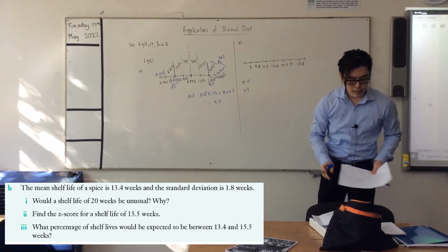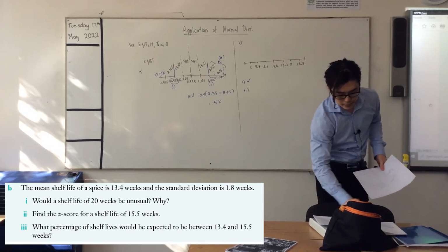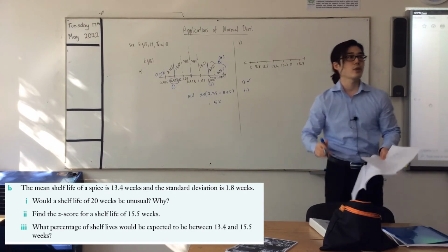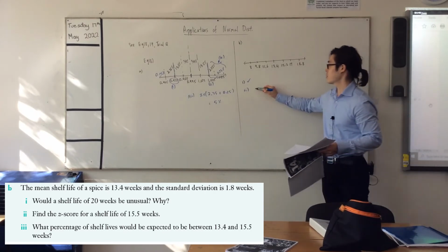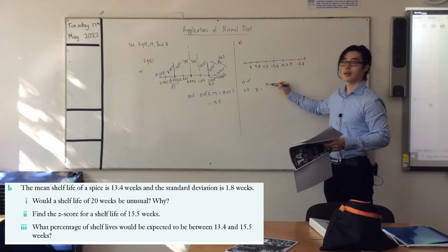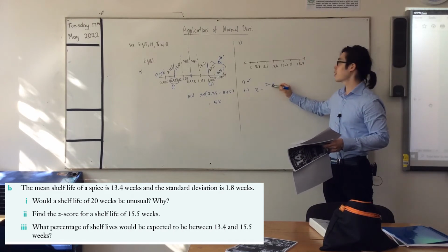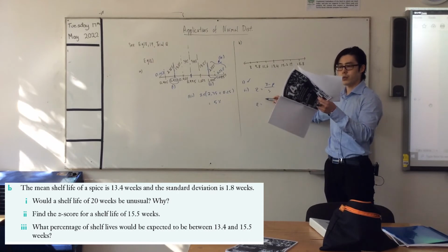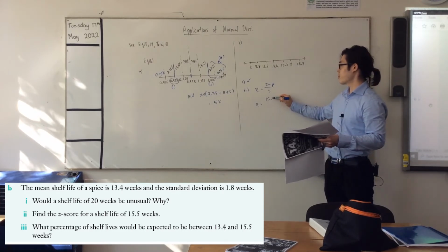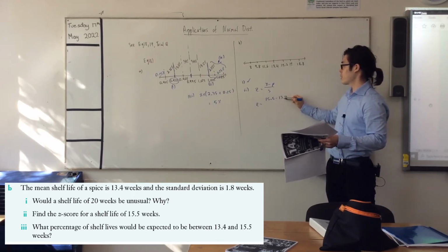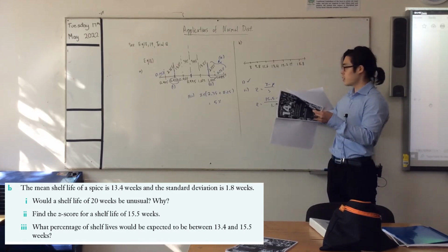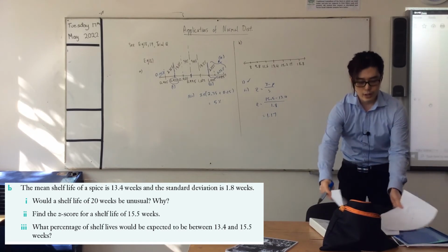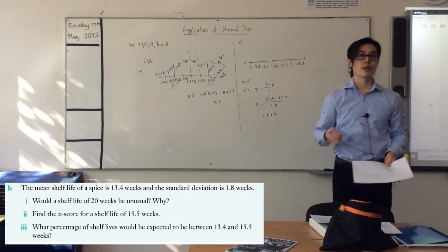Girls, second part. Find the z-score of shelf life for 15.5 weeks. We learned how to calculate the z-score. What do we use? The formula. Do you remember what was next? So they want the z-score for which one, sorry? 15.5, take away the mean, divided by the standard deviation, you're going to get 1.17. Okay? So, the reason why they asked you that, the next question is what I really wanted to explain.